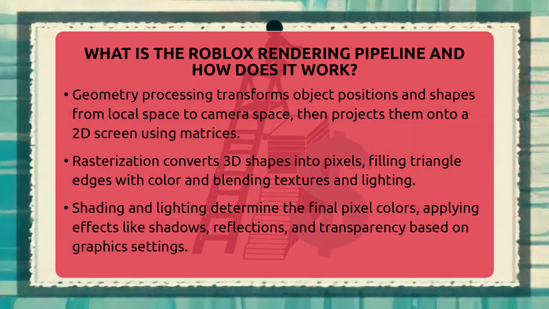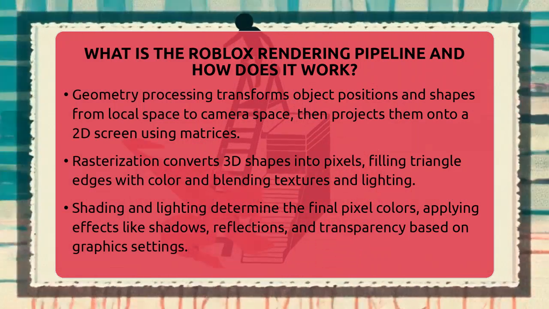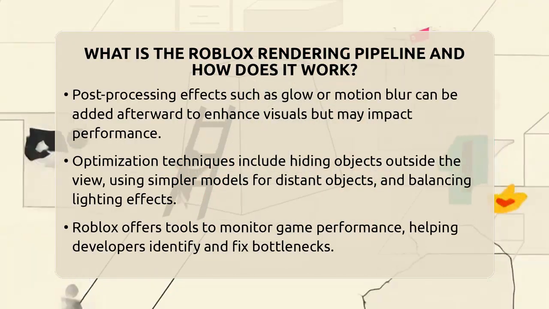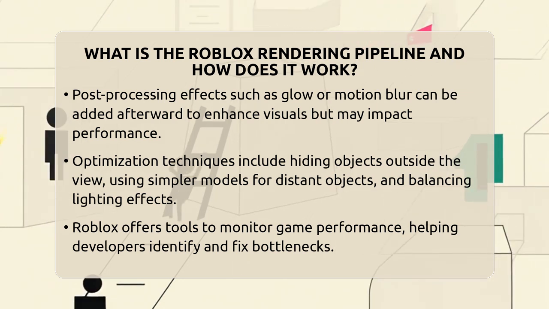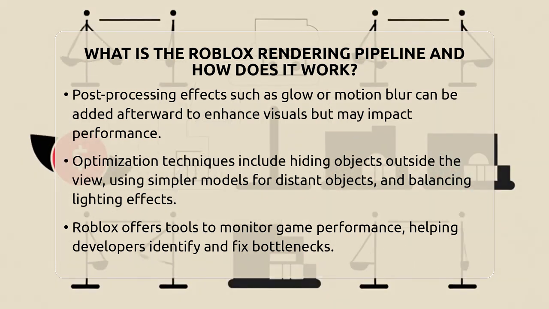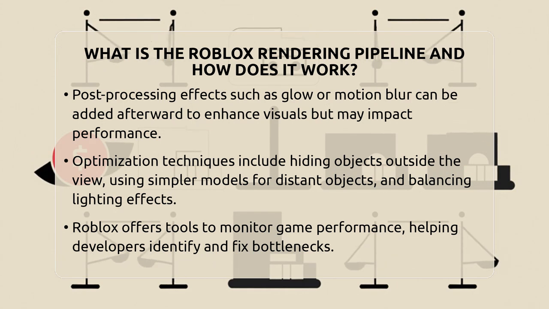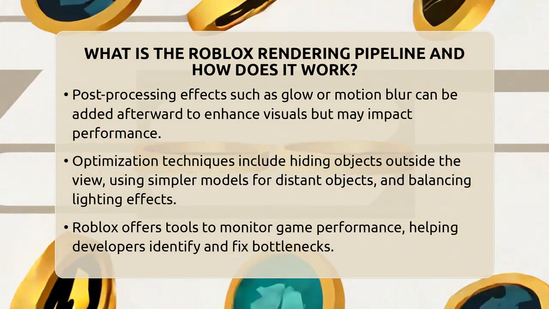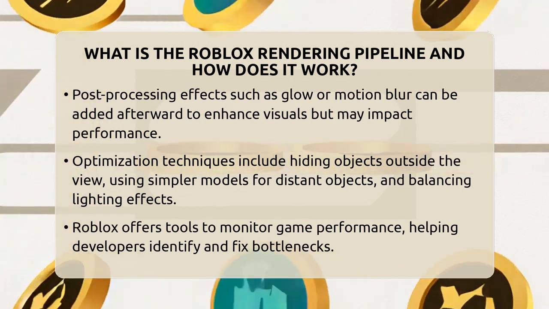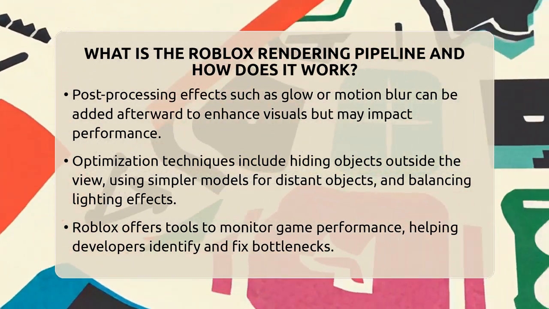Once the objects are in screen space, the pipeline moves to rasterization. This is where the 3D shapes are converted into pixels. The edges of triangles, which are the basic units of 3D models, are filled with color. During this process, color, textures, and lighting at each corner blend smoothly across the surface, creating realistic surfaces and gradients.